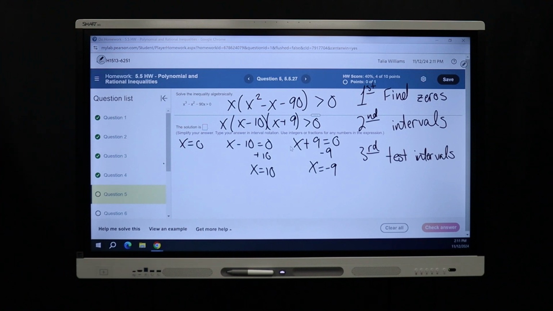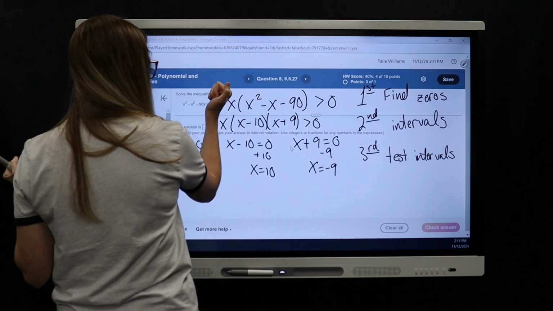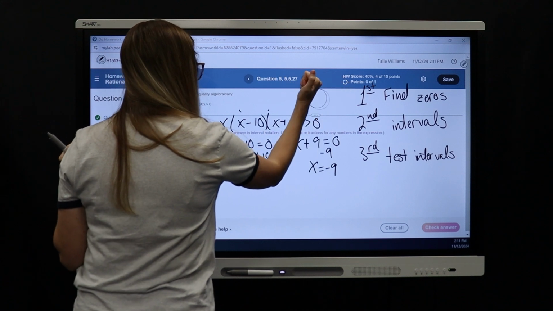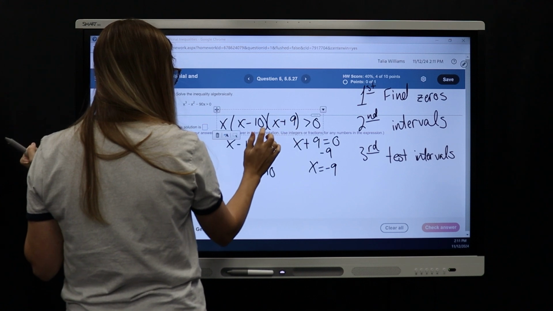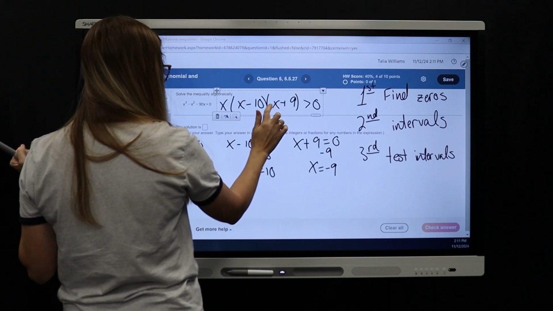And then I'm going to go ahead and get rid of this. I want to keep this in case I want to use it when I test my values instead.